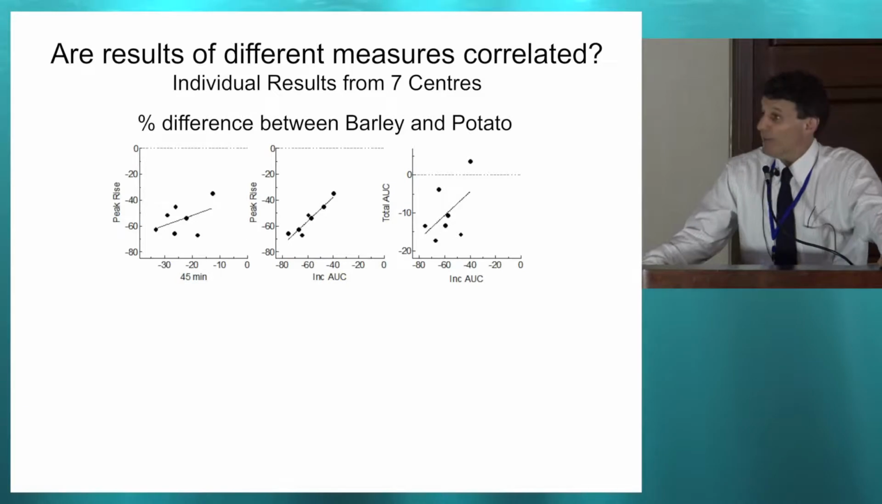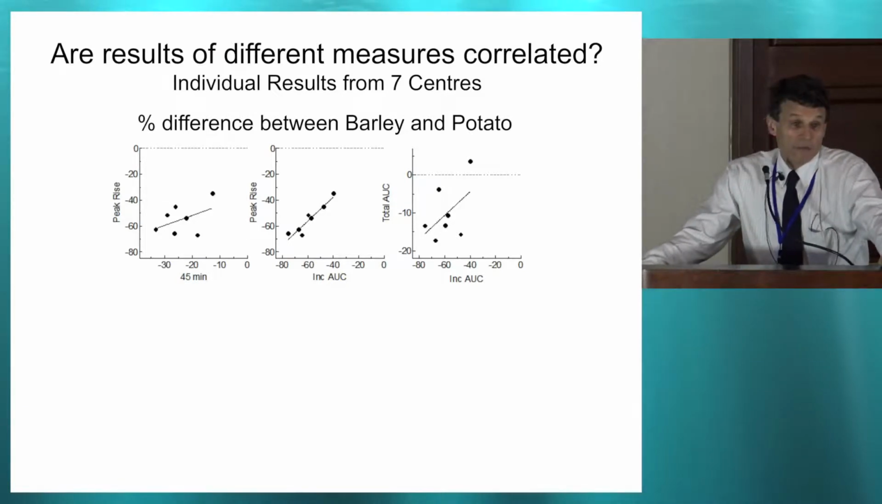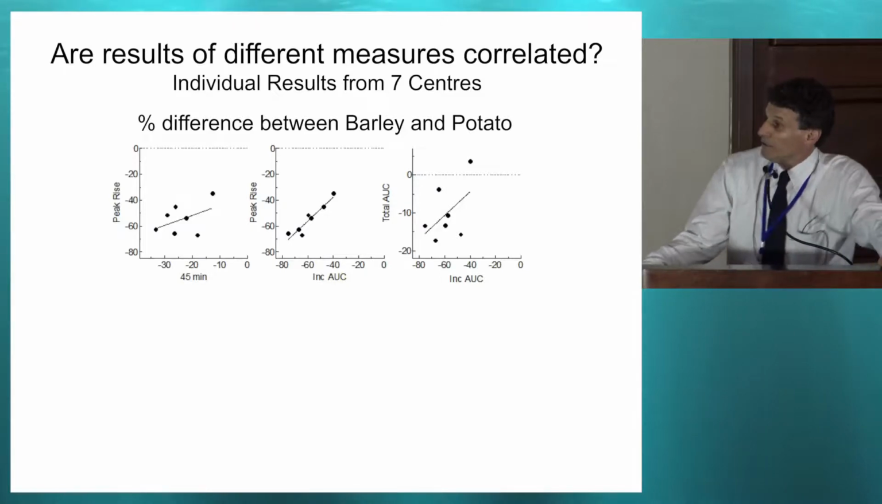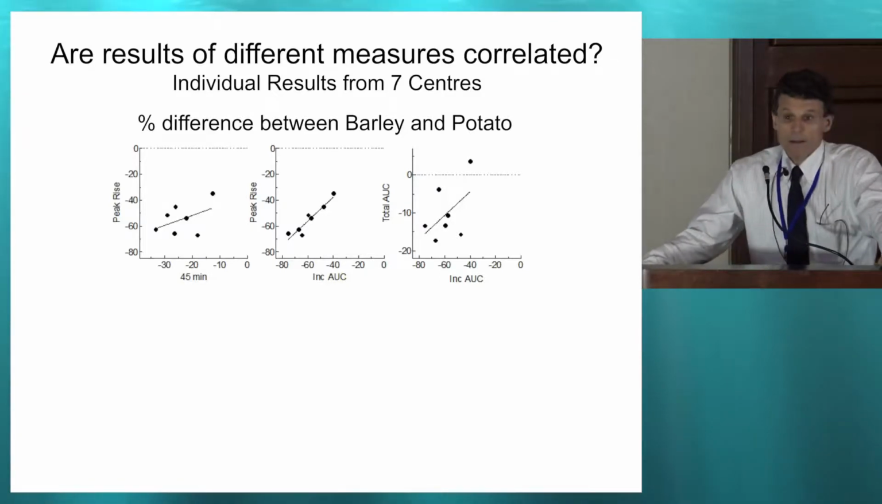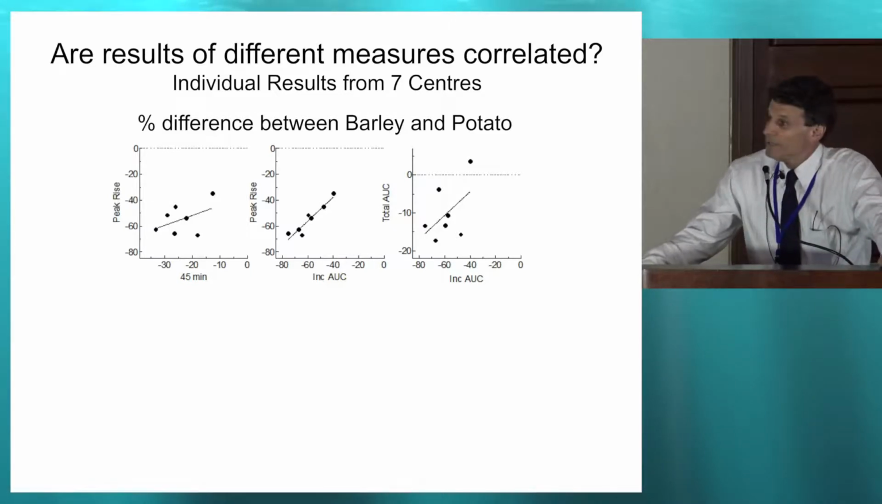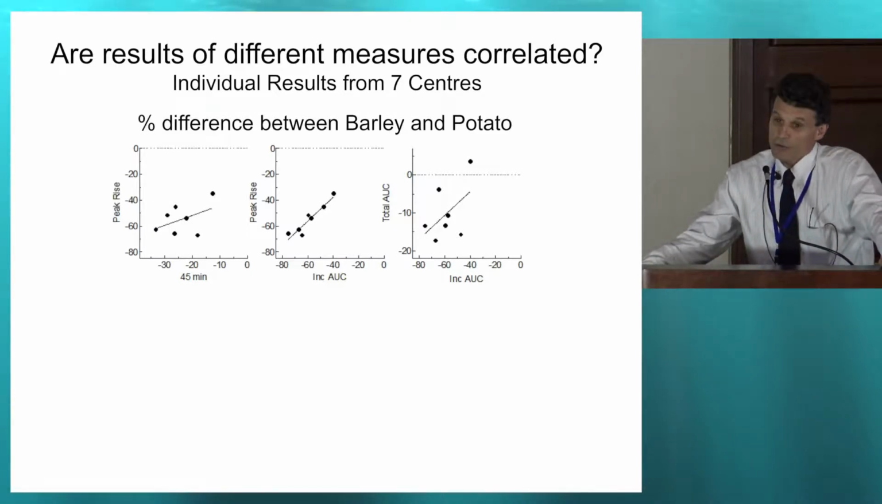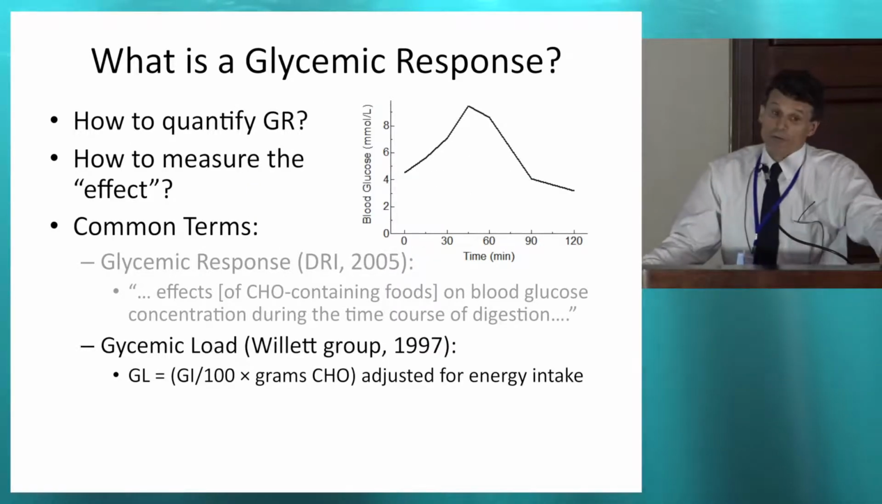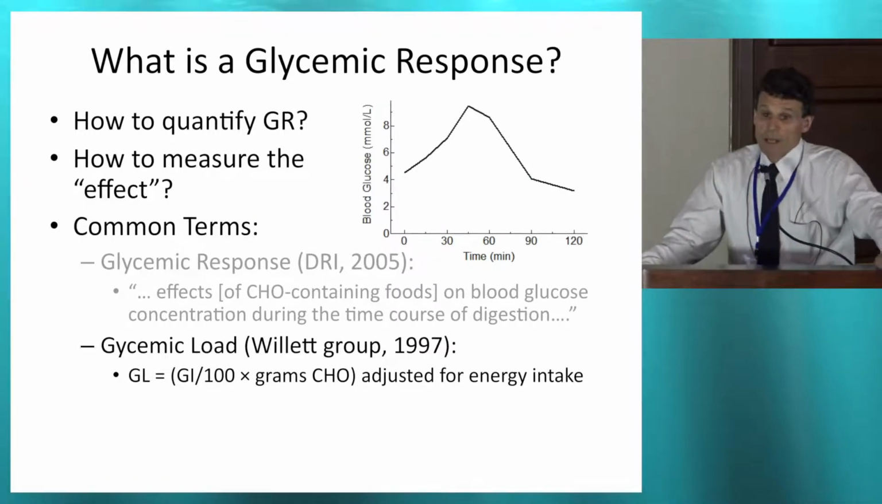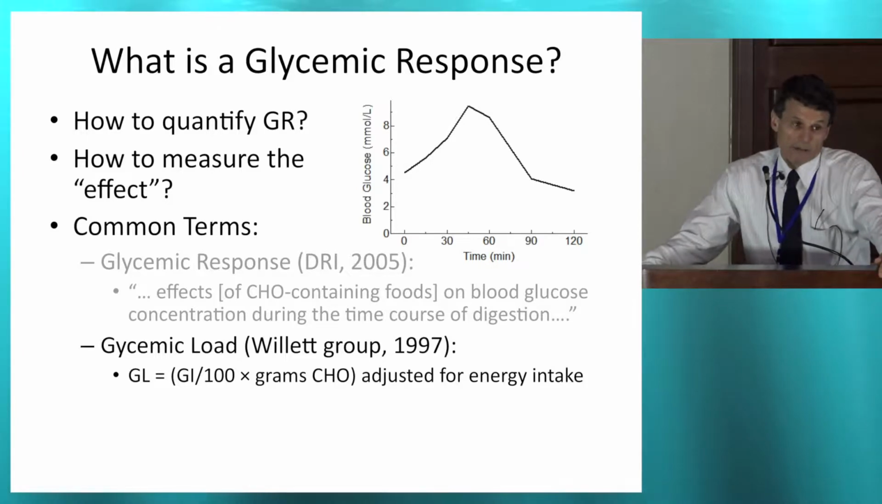The problem here is that if you look at a different comparison of different foods, these correlations fall apart, and in fact, there's even a negative correlation between total area under the curve and incremental area. So the larger the difference in incremental area, the smaller the difference in total area. So I'm not sure glycemic response is a very useful term, at least defined the way it currently is.